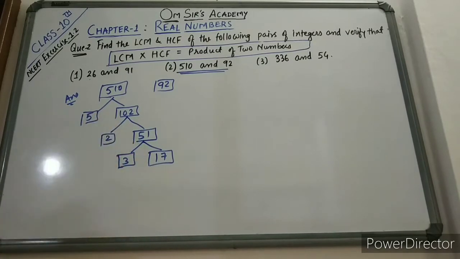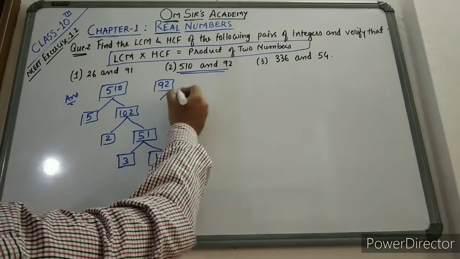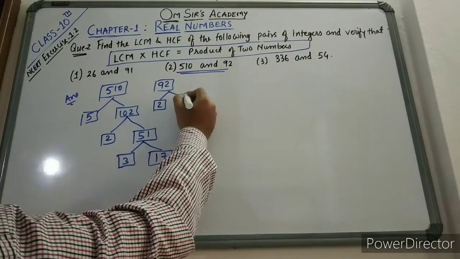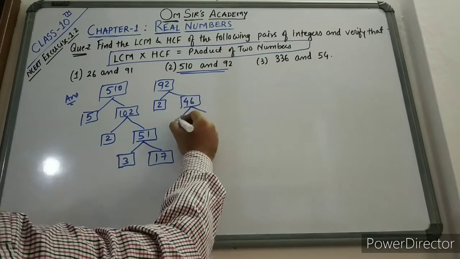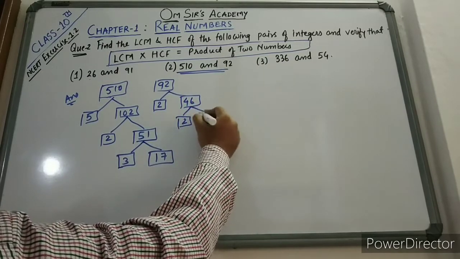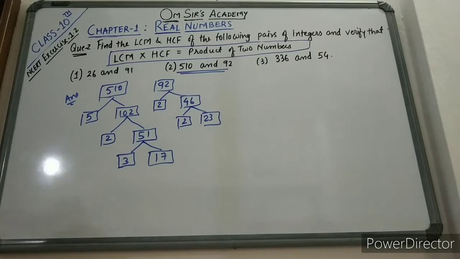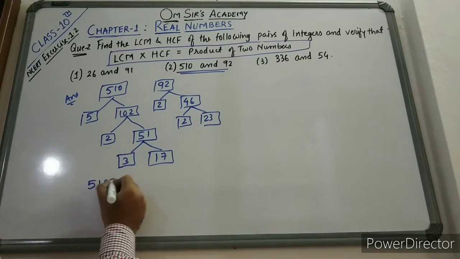You can take any prime numbers. Now 92 can be divided by 2, 2 4s are 8, 2 6s are 12, then 2 23s are 46. So these are the prime factors.